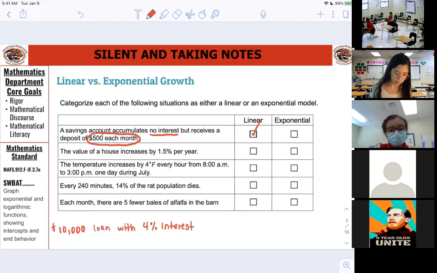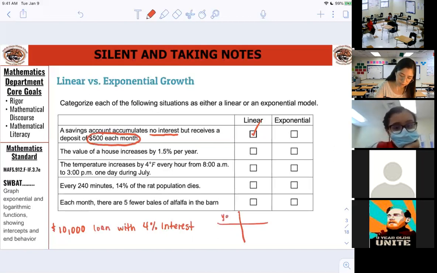So let's say I have a $10,000 loan with 4% interest, and I don't pay it back. I don't know, I got fired from my job. Please don't actually fire me from my job. And I don't have the money right now to pay it back, right? So in the first year, it's just going to be $10,000.